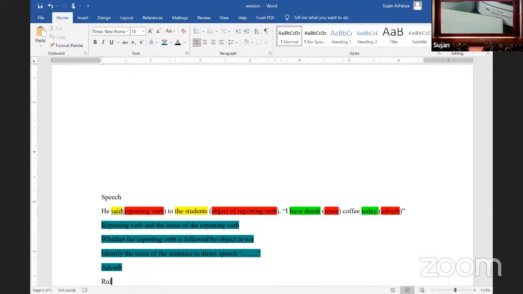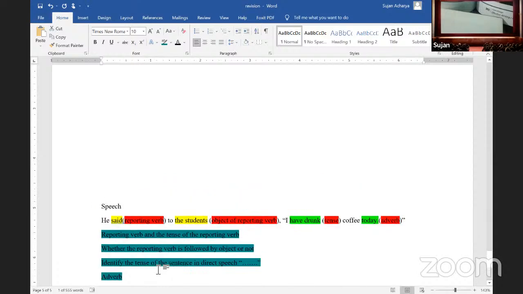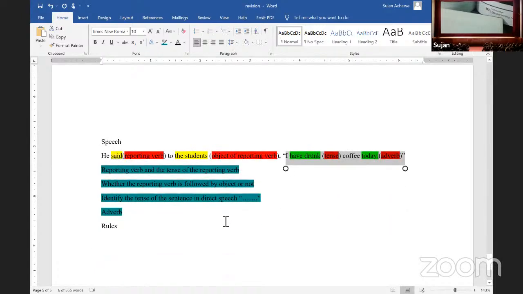Now all the rules are related to these four things. All the rules of direct and indirect speech are related to the reporting verb and its tense, the object of the reporting verb, the tense of the sentence in direct speech, and the adverb. Whenever I say the tense of the sentence in direct speech, I mean your sentence, I have drunk coffee today, which is the sentence within direct speech, the inverted comma भित्र भएको. Now, what are the rules for direct to indirect or indirect to direct?